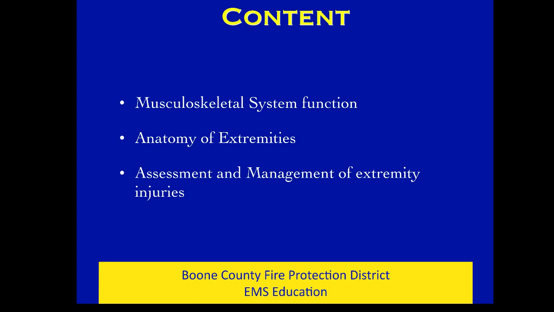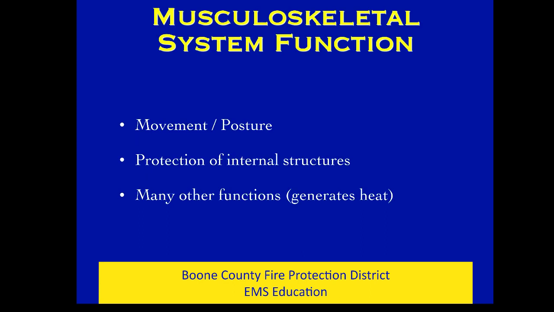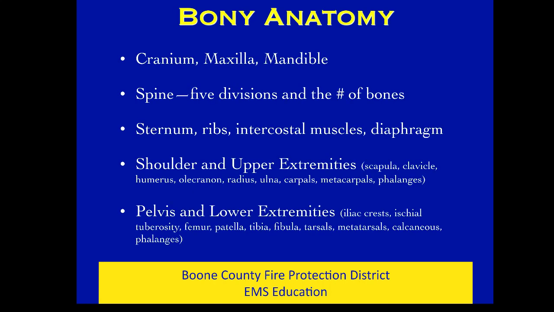The content is some background on the musculoskeletal system, its function, the various parts and anatomy of extremities, and then assessment and management of extremity injuries. So the musculoskeletal system's function is that it supports movement and posture. It allows for protection of internal structures, and it has numerous other functions, one of them being that it generates body heat. But if you think of it as allowing for protection, movement, and posture, that'd be a pretty good understanding of what we're talking about.